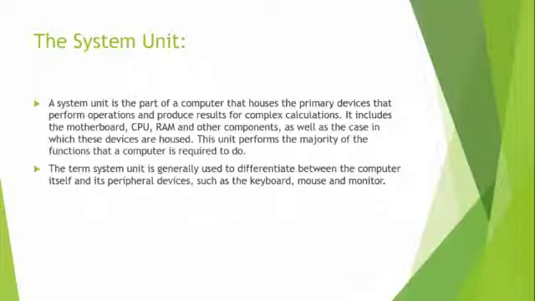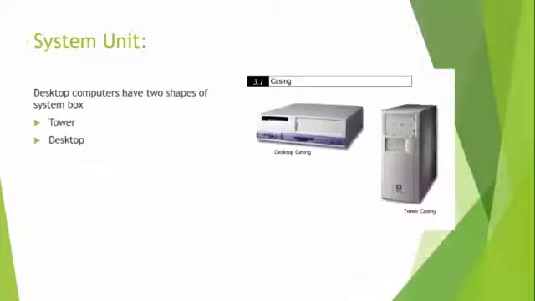It is also called system box. What does system box contain? System box contains memory, disk drives, power supply, and communication interface. Basically, CPU is called system unit. Desktop computers have two shapes of a system box. We have tower and desktop. Here we have a picture of tower casing and desktop casing.